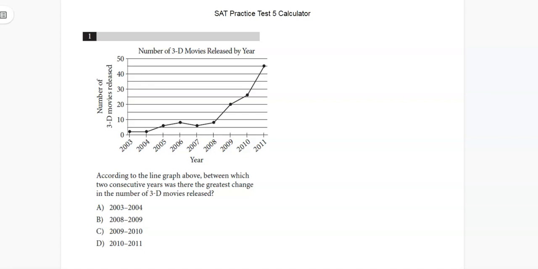All right, SAT Practice Test 5, calculator version. Starting right off with number 1 here, reading data. So we have a graph. Let's see what they're asking.